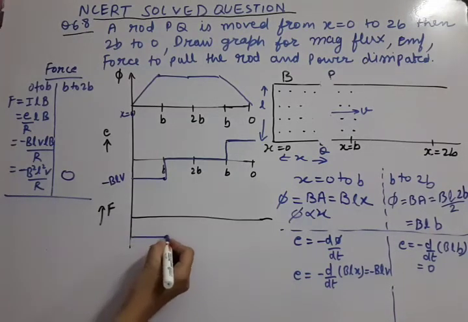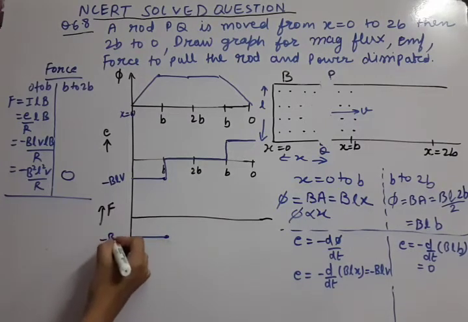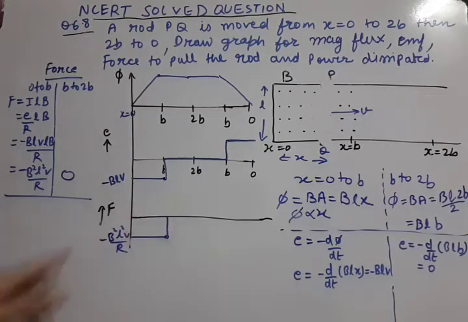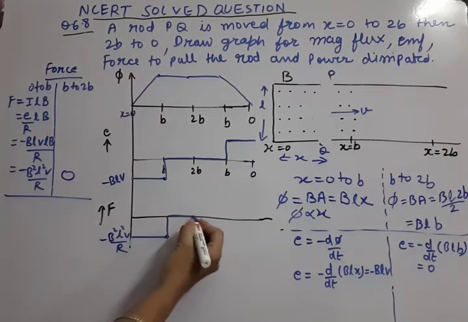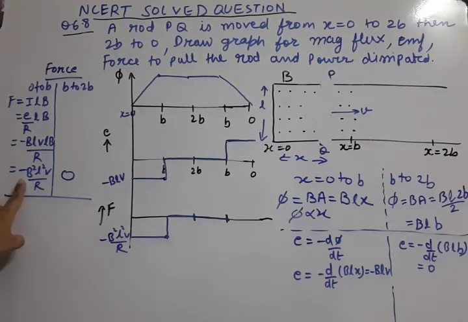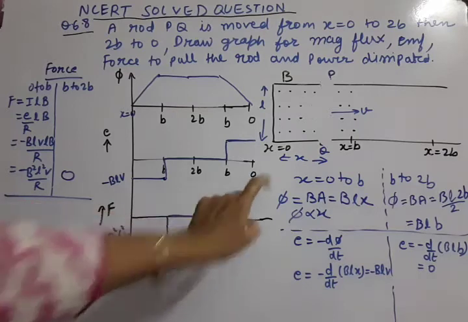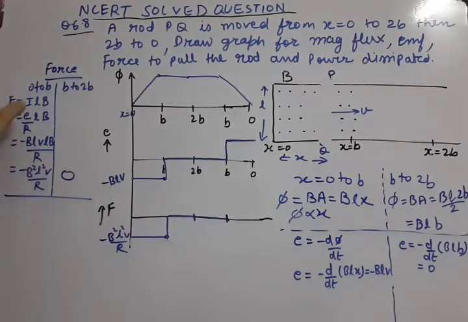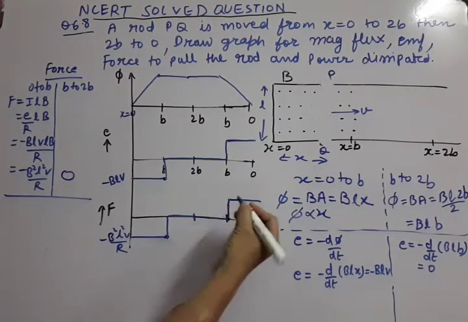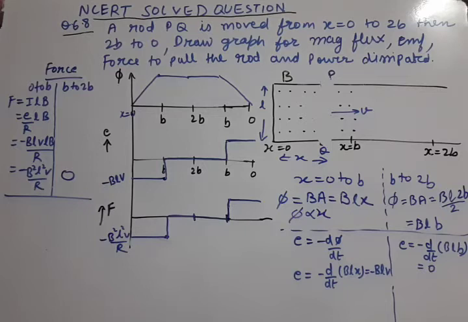The graph will be a constant graph but on the negative side, with value B square L square V by R. After that, for B to 2B, the force is also 0. For 2B to B, also the force is 0. And again here, you can see for B to 0 movement of the rod, if the force is negative for this case, then the force will come positive for this case because the cos has changed. So this way the force graph will also be like this only.